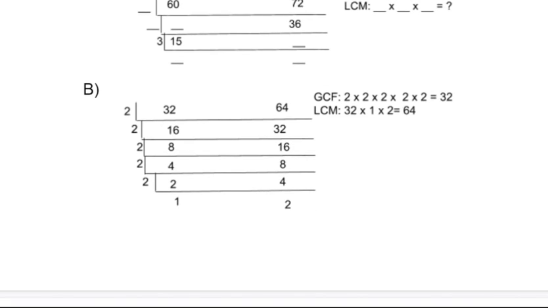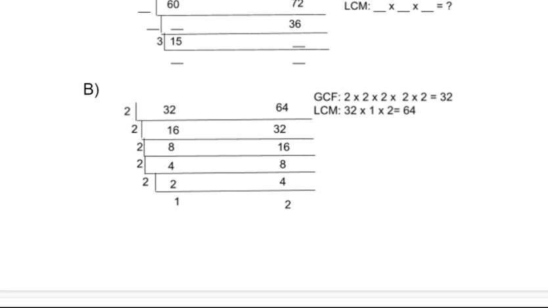So 32 and 64, well, I can divide those by 2 to get 16 and 32. I can further divide 16 and 32 because they are composite numbers. I divide them by 2 and I get 8 and 16. I could further divide those by 2, so 4 and 8, divided by 2, 2 and 4, divided by 2, 1 and 2. I can't further divide 2 and 1 because they are prime numbers.